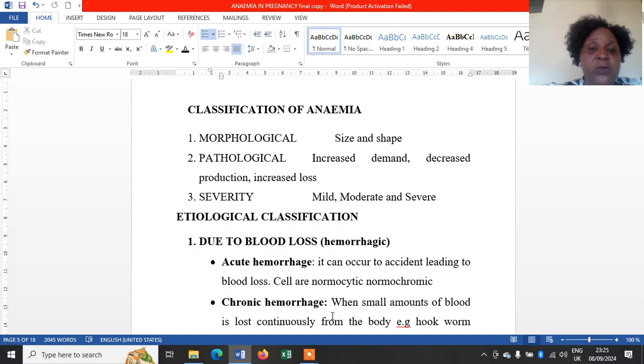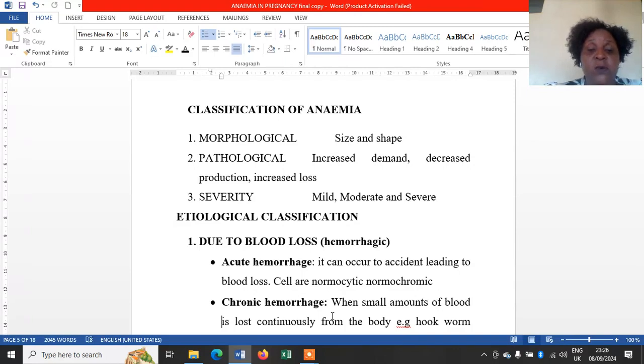Okay, now let us look at the classification of anemia. We can classify it in different ways, but one of the classifications is according to morphology. Morphology means how a red blood cell looks. So here we are going basically to look at its size and its shape. Or it can be classified according to pathology.